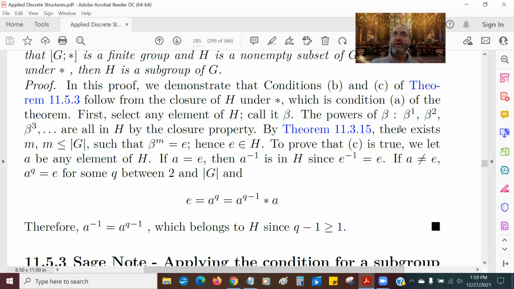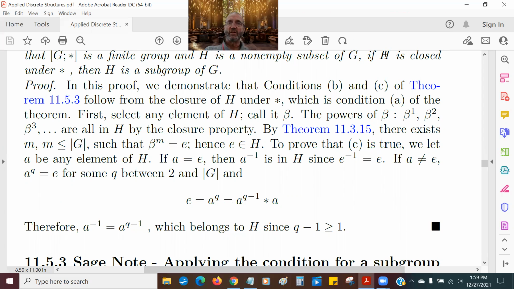Meaning, I multiply beta times itself in that operation. By the way, we're looking at this like powers, but the operation could be addition. The point is that we're applying that operation to beta over and over, repeatedly. So beta itself, beta times beta, beta to the third, and so on, they're all in H. How do I know they're all in H? Because we said that H was closed. That was part of the conditions here.